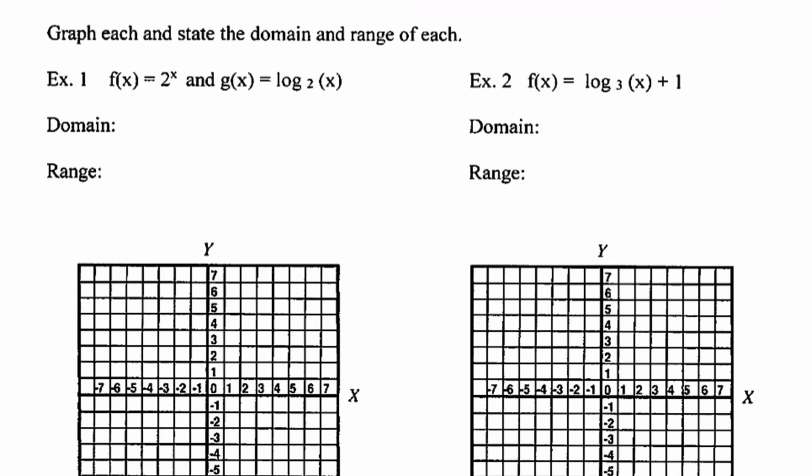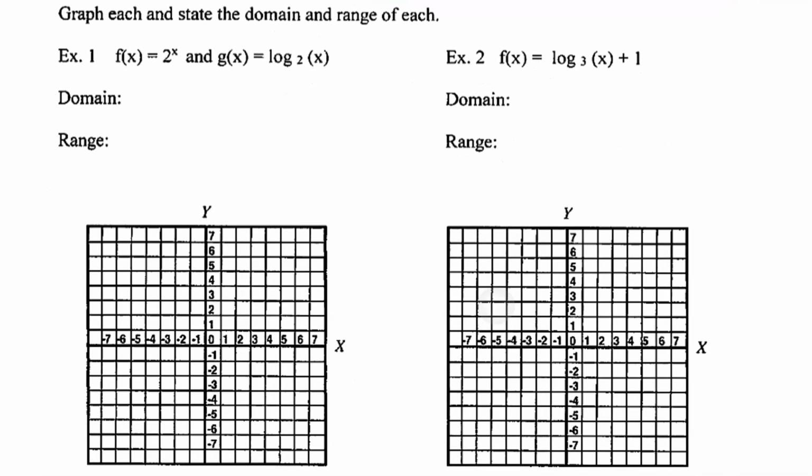Now we're going to practice graphing. We are going to graph an exponential and a log on this first one so that we can compare the two. So this first one is exponential. It's going to have a horizontal asymptote at 0. So this is the line y equals 0, the horizontal asymptote.